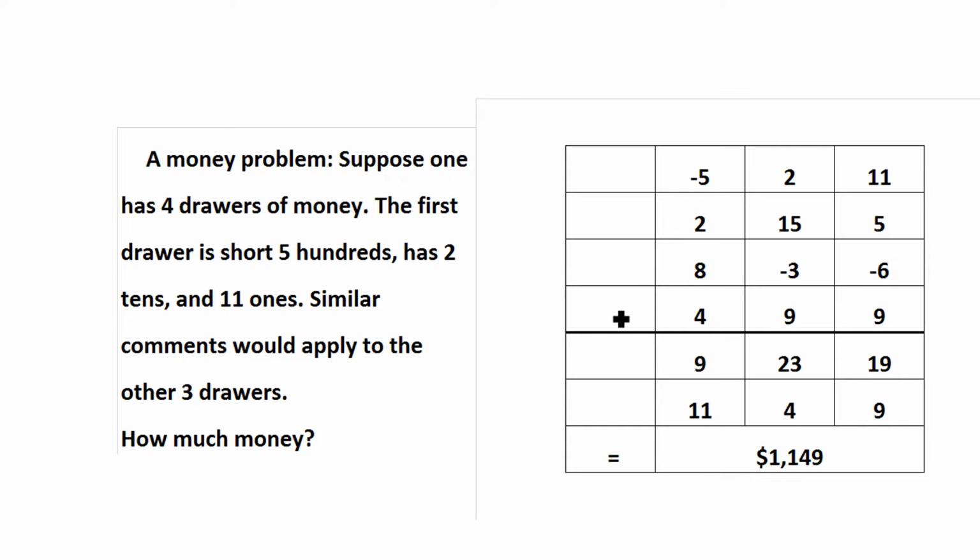We go to the third column. I see 2 and 8, that's 10. Take away 5, that's 5. 5 and 4 is 9. So we have the tuple 9, 23, 19. Bring down the 9. Move the 1 to the 23, that makes 24. Move the 2 to the 9, that's 11. So the total amount of money is $1,149.